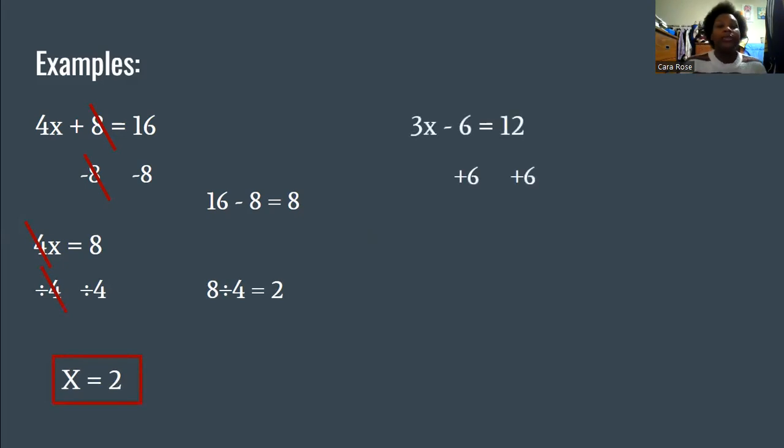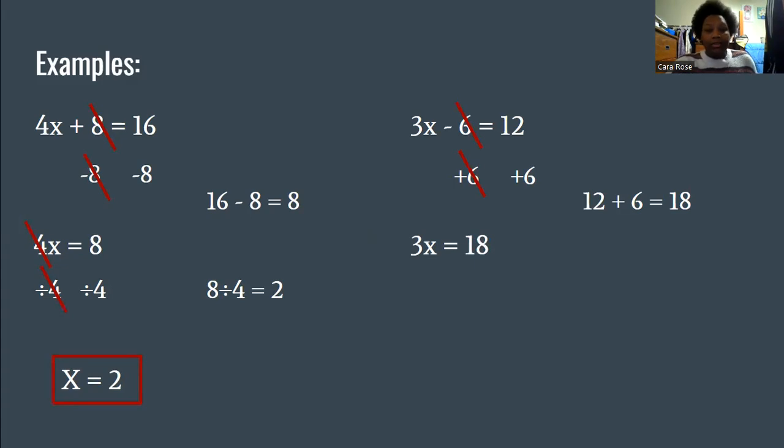Another example would be 3x minus 6 equals 12. So we're going to add 6 to both sides of the equation, because remember, what you do to one side of the equation, you always do to the other, to cancel out that negative 6. On the right side, 12 plus 6 equals 18, so your equation will now look like 3x equals 18.